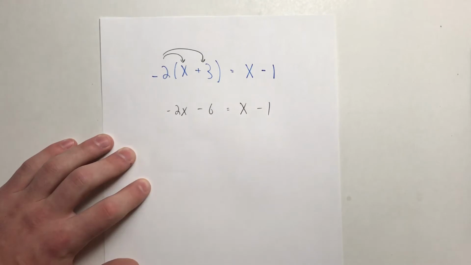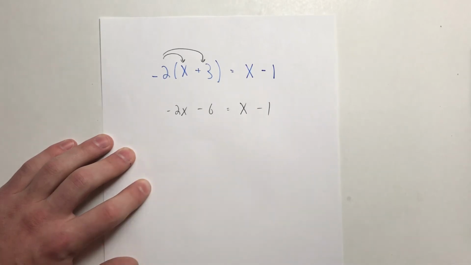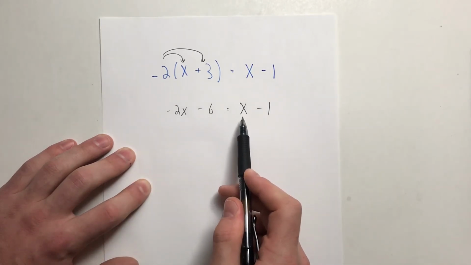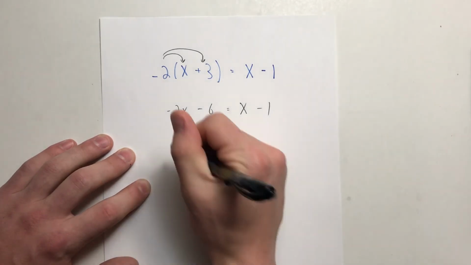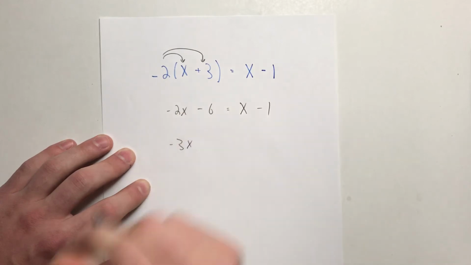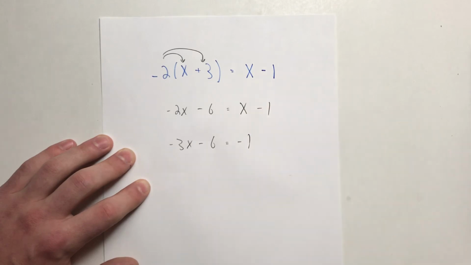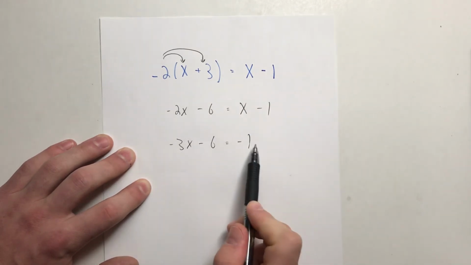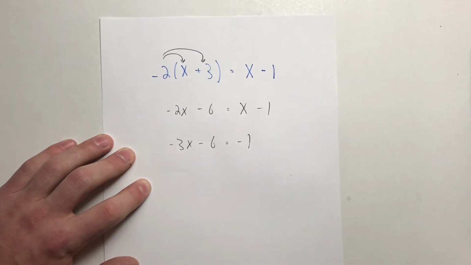So now we have something similar to our last problem. We want to get all of our x's onto one side and all of our numbers onto the other. I'm not going to show my work here, but you can see if I subtract x from both sides, the x here cancels, and we get a negative 3x over here. So I'm subtracting x from both sides of my equation, and I'm left with negative 3x minus 6 equals negative 1. And then I want to get my 6 over onto this side of the equal sign, so I'm going to add 6 to both sides.